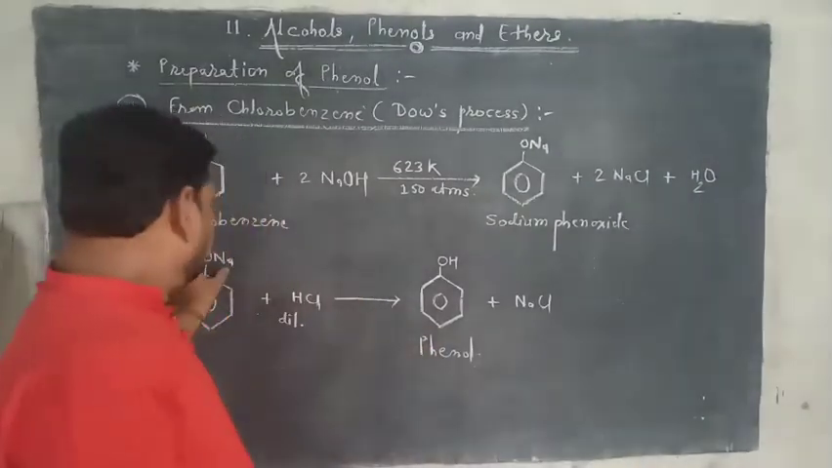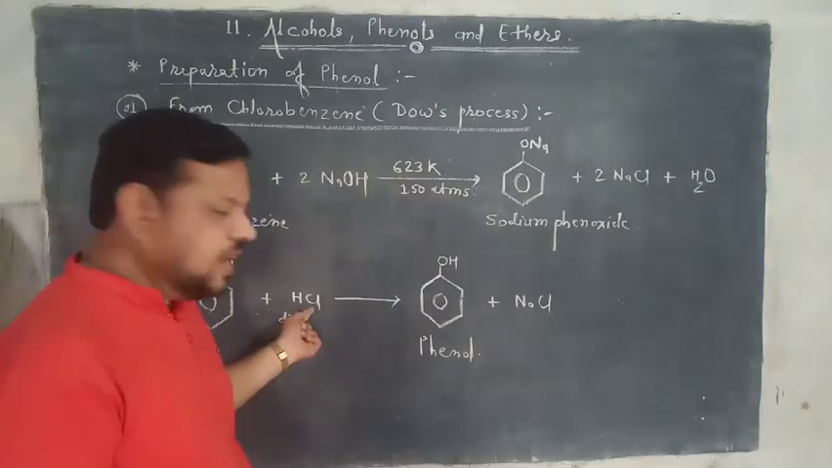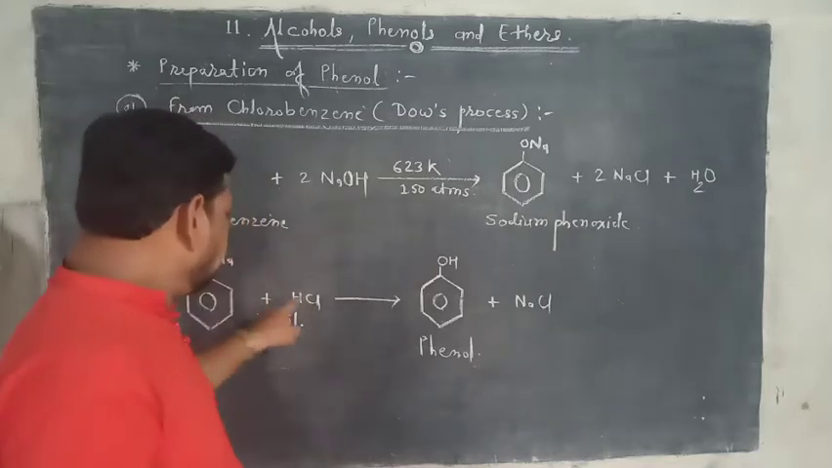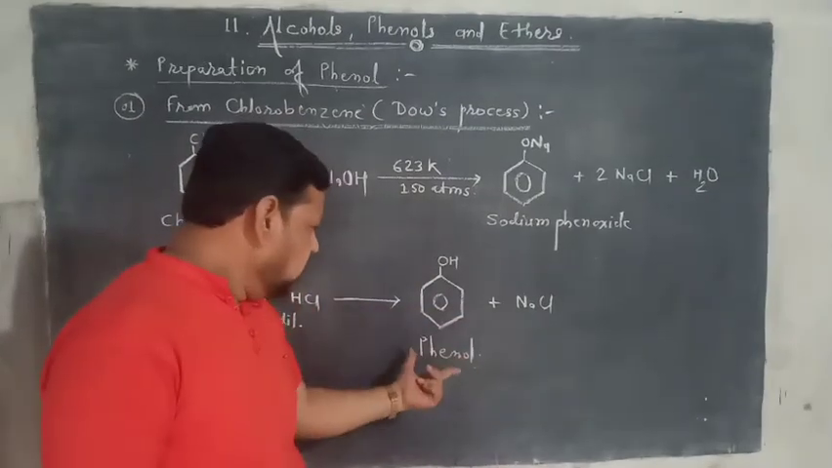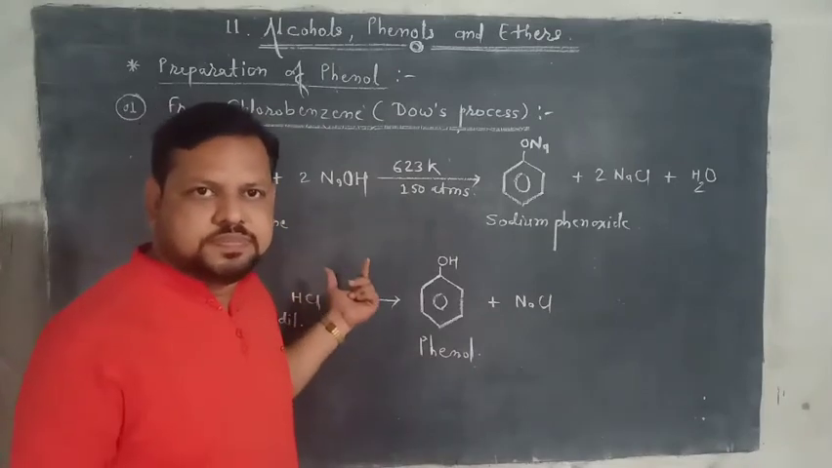From this ONa, this Na is replaced by H, and it gives the OH and this NaCl. In this way phenol is prepared from chlorobenzene.